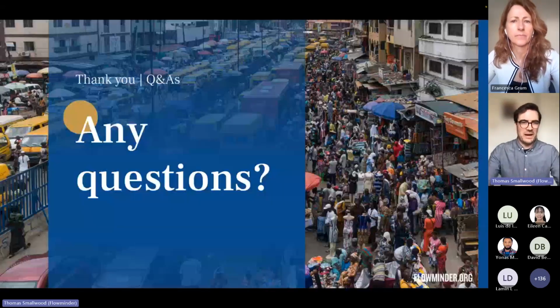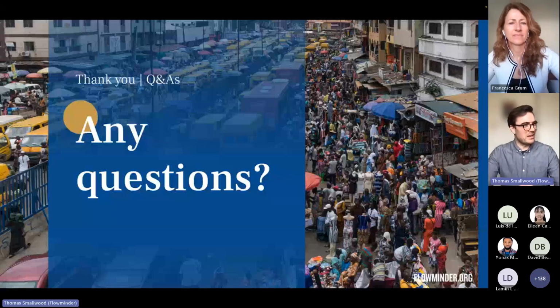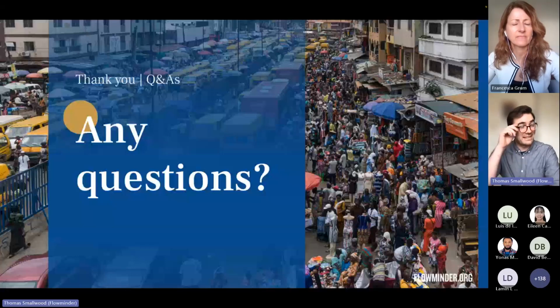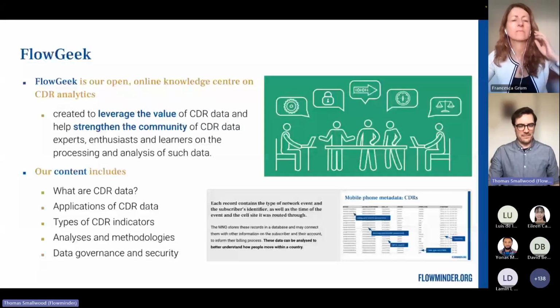So a very quick exploration of some of the applications, and I look forward to answering any questions, or if people would like some further examples, very happy to discuss them when we move on to the Q&A. But before I wrap up, I'll just again point people towards our open online knowledge center for CGR analytics, FlowGeek, if they'd like to find any further information about these applications or how we analyze and process CGR data.